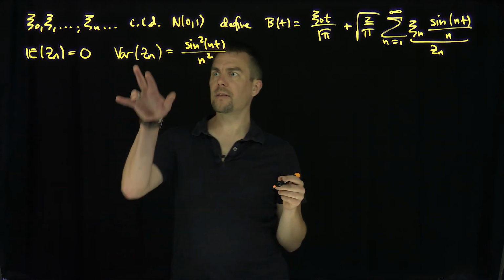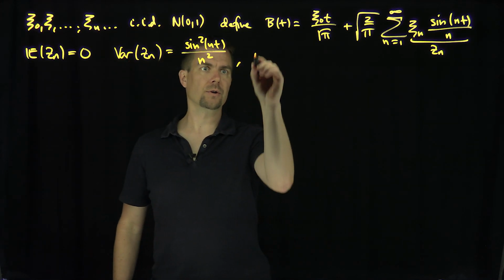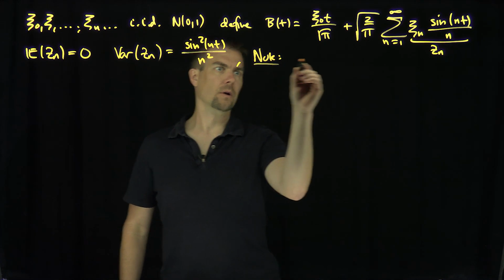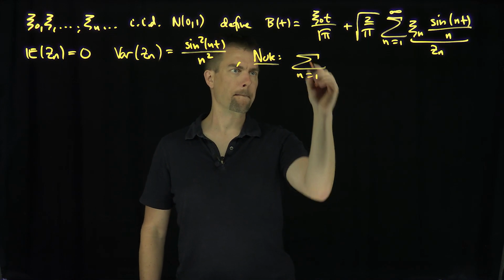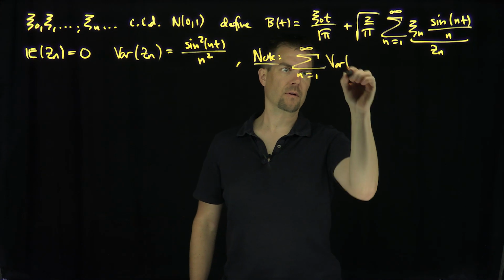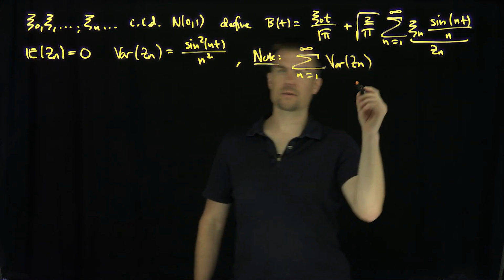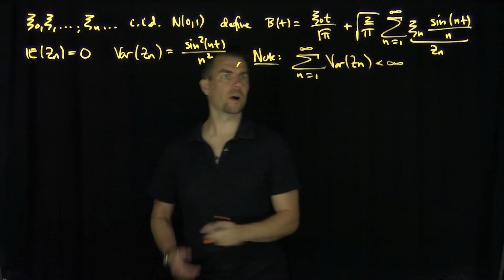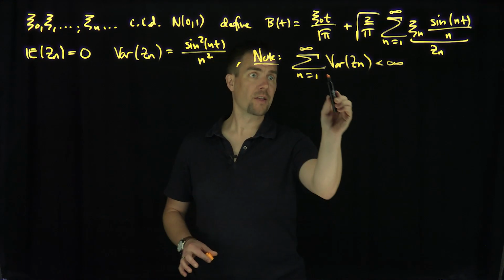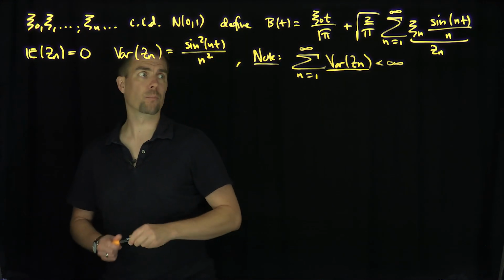So of course, the key thing here is that when I sum the variances, I can note that the sum as n goes from 1 to infinity of the variances of Zn is less than infinity. They converge, right? Excellent. So I have a sum of variances. These are just real numbers though, right? So that's no problem there.